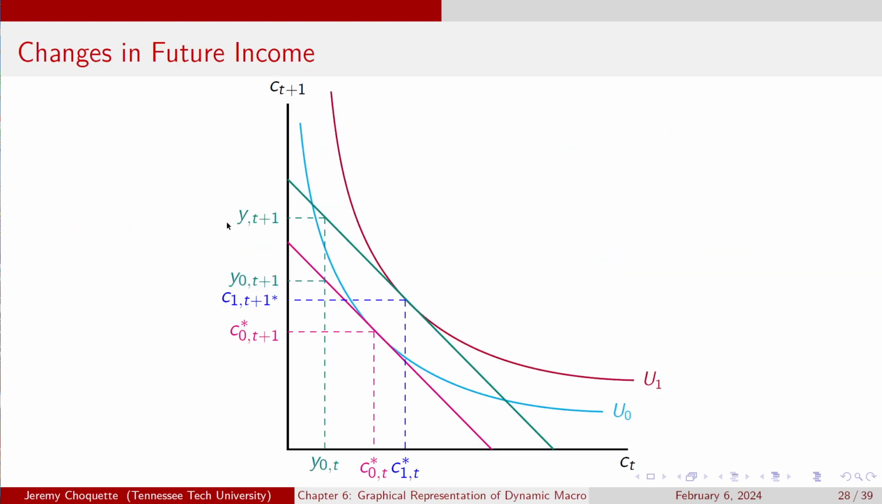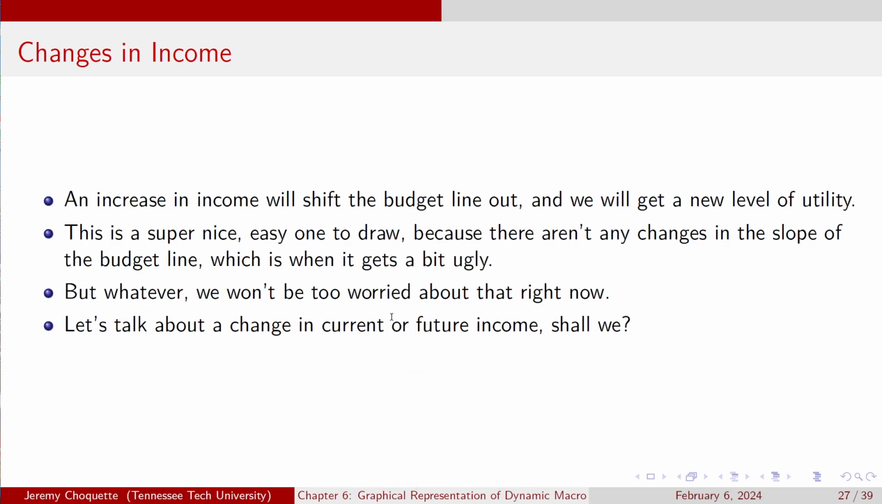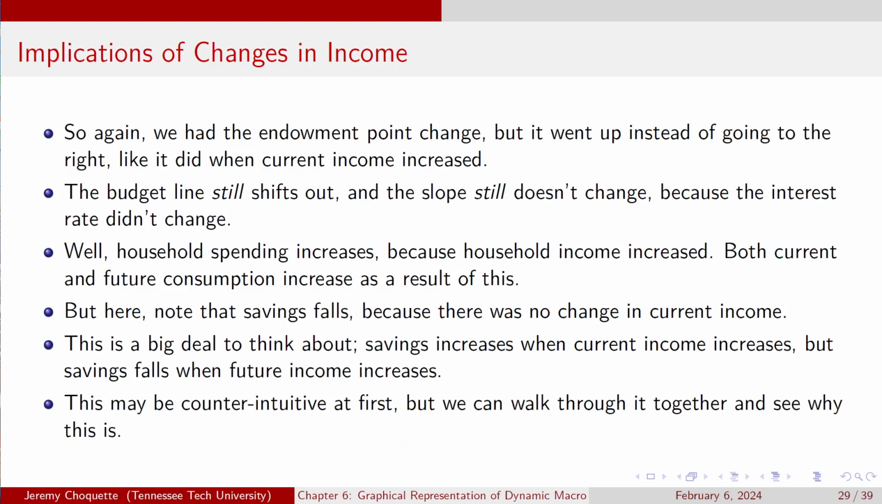Now, again, that endowment point changed, right? Because C0t and C1t, and C0t plus 1 and C1t plus 1, both increased. Wait a minute. Why would current consumption increase? Well, it would probably help to tell you that, first off, this model has perfect foresight, right? There's no stochastic component. There's no expected anything. It's just, you know what your income is going to be today. You know what your income is going to be tomorrow. So if your income increases tomorrow, you know it's going to increase tomorrow. It's like going, okay, well, I'm not making very much today, but I know I'm going to make a lot more tomorrow. Screw it. I can buy more stuff today.